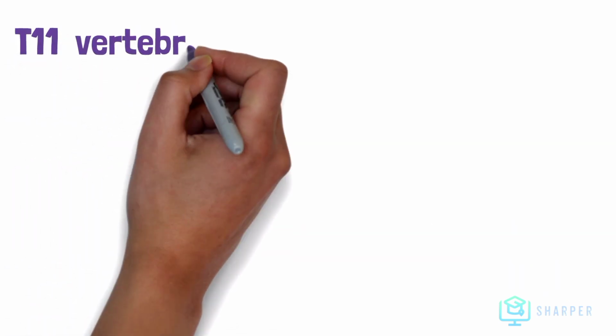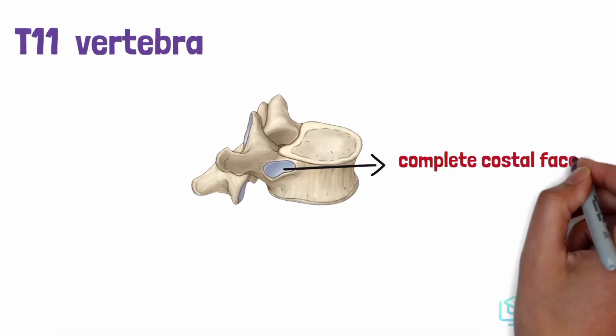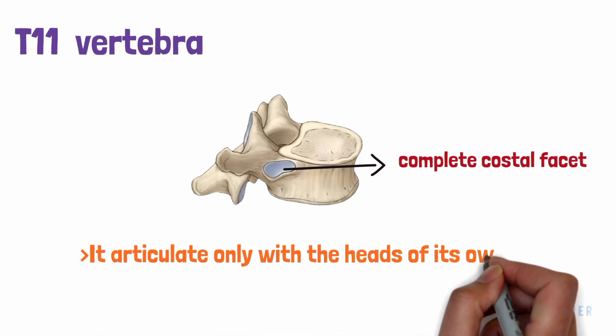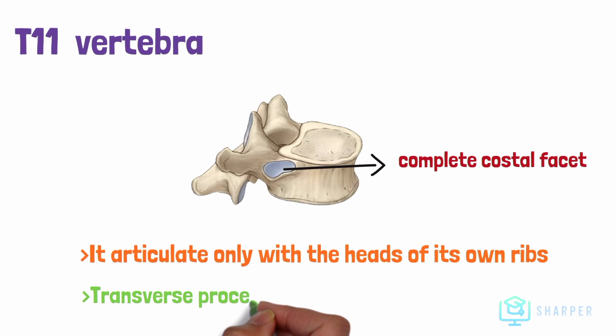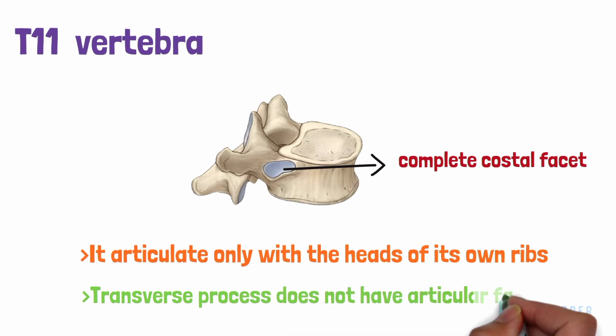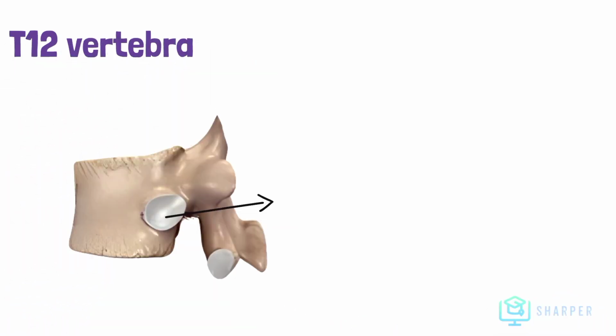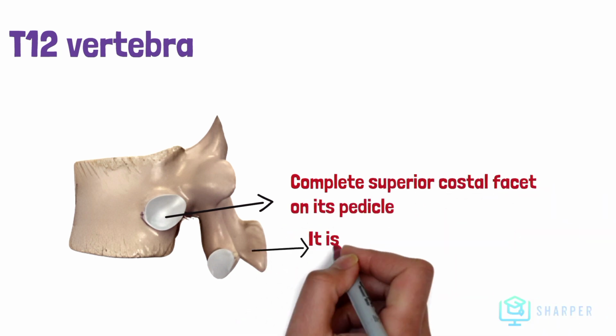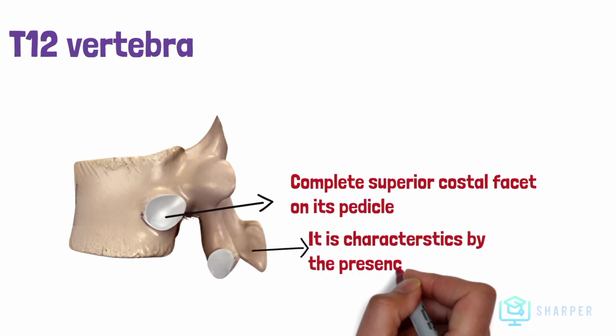Next, T11 vertebra. It has a complete costal facet. It articulates only with the heads of its own ribs, and its transverse process does not have an articular facet. And finally, T12 vertebra. It has a complete superior costal facet on its pedicle. It is characteristic by the presence of a horizontal spine.